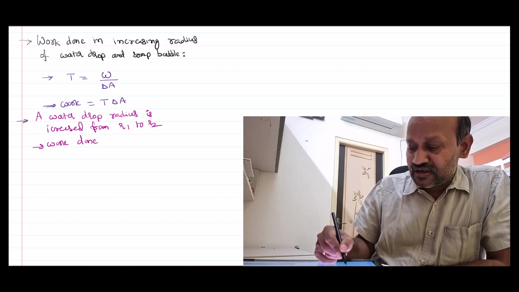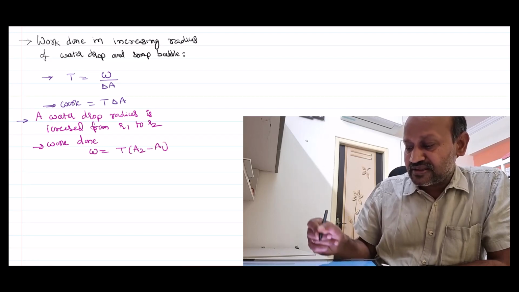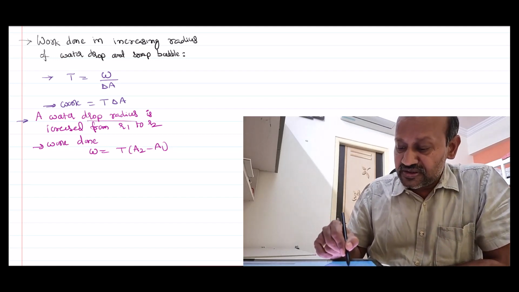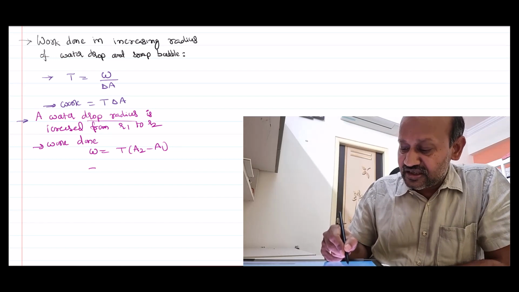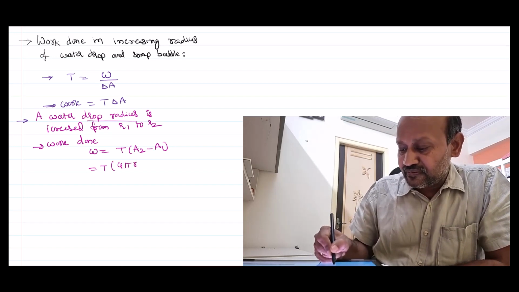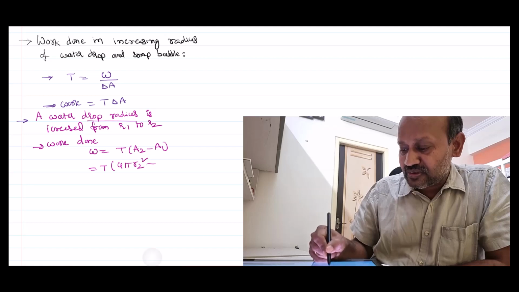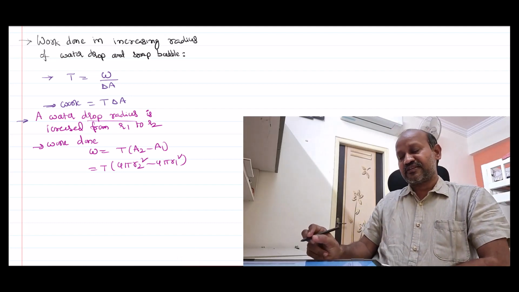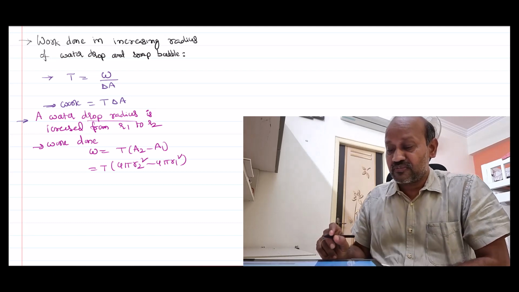I can use this formula: work done is equal to T into delta A, where delta A is the final area minus the initial area. Since the drop is spherical in shape, its surface area is 4 pi r square. So the work done is T of 4 pi R2 square minus 4 pi R1 square. That's the answer for the question. You can substitute the data given to you and solve the problem.